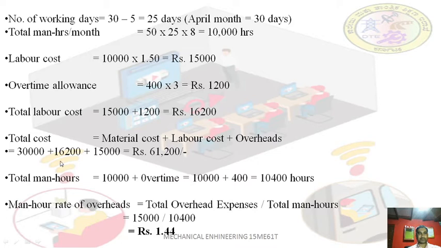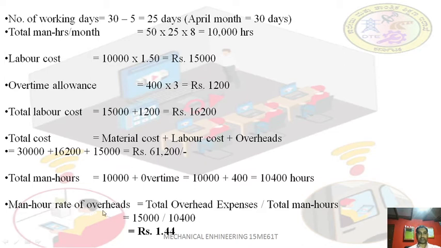So 30,000 plus 16,200 plus 15,000, we got 61,200. It is the total cost for the month of April. The total man hours is 10,000 plus overtime 400, so 10,400 hours is the man hour. So the total cost we got is 61,200.